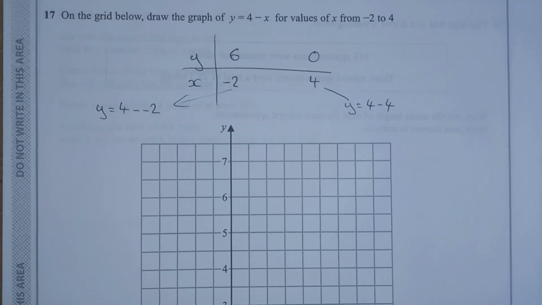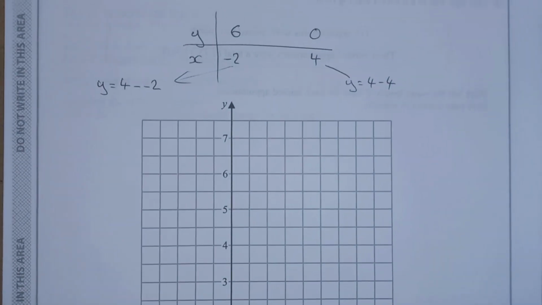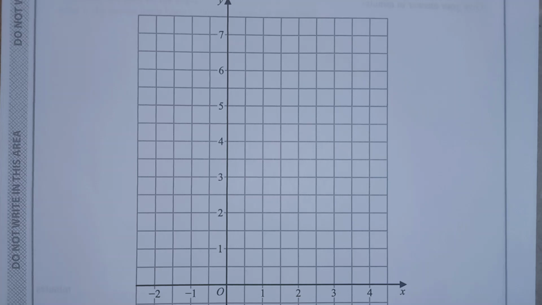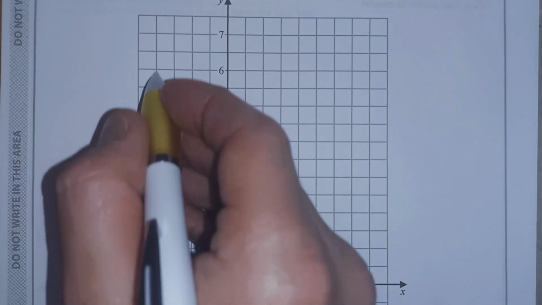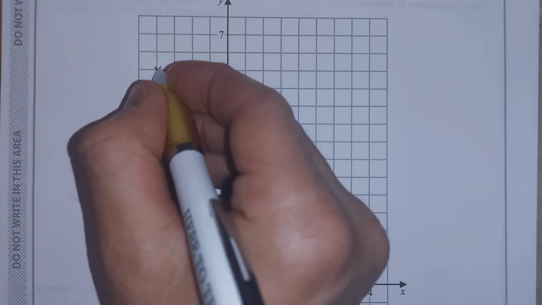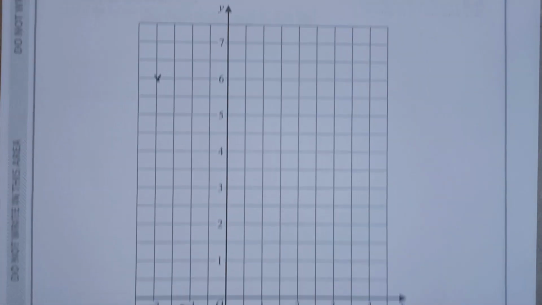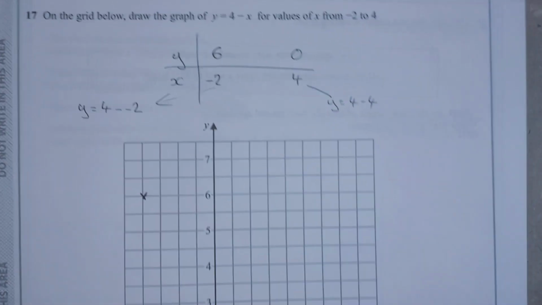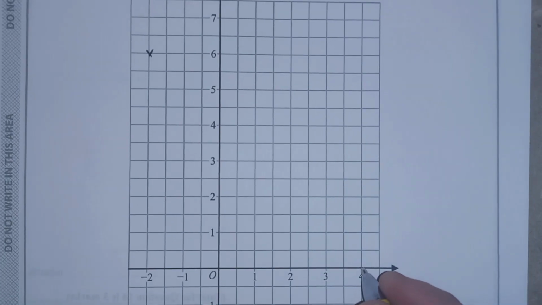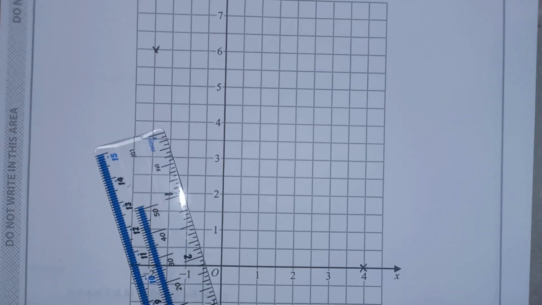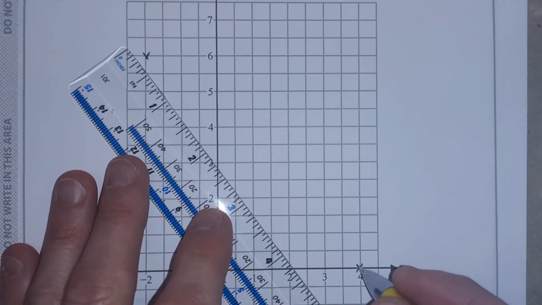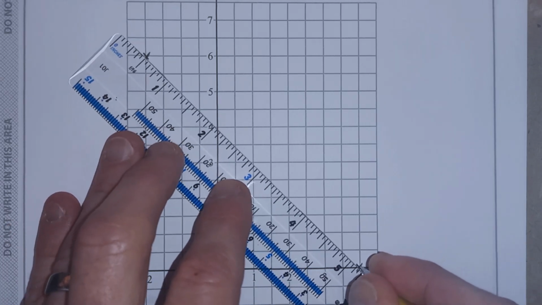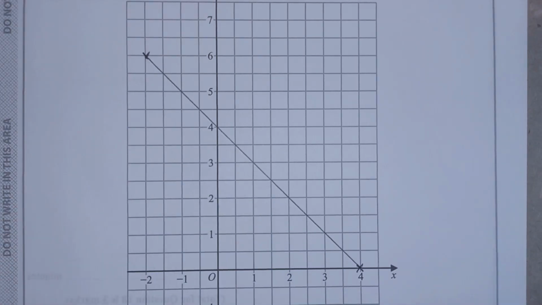So we just got to plot those points now. So when x is -2, y is 6. So -2, go up to 6 here. And when x is 4, y is 0. Right. So I'll take my ruler. So I know it's a straight line because I've only got x to the power 1. I haven't got any squared or cubed. And that's my line. And that's for 3 marks.